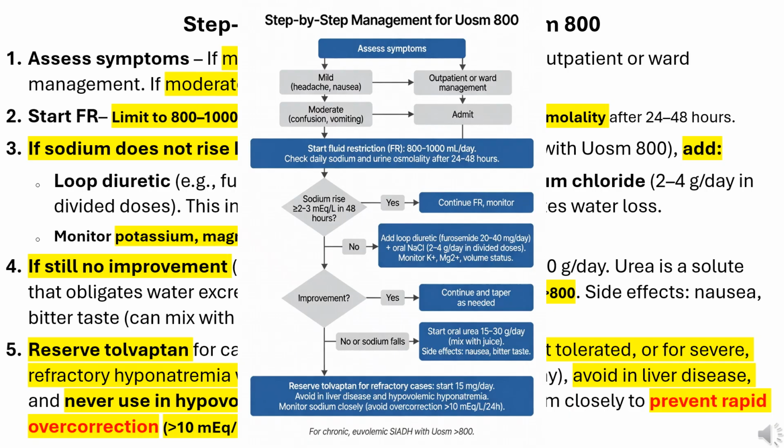If still no improvement or sodium falls, start oral urea 15 to 30 g/day. Urea is a solute that obligates water excretion. It is very effective even with Usmo greater than 800. Side effects: nausea, bitter taste; it can be mixed with juice. Reserve tolvaptan for cases where urea is not available or not tolerated, or for severe, refractory hyponatremia with Usmo greater than 800. Start low, 15 milligrams per day, avoid in liver disease, and never use in hypovolemic hyponatremia. Monitor sodium closely to prevent rapid overcorrection, greater than 10 mEq/L in 24 hours.